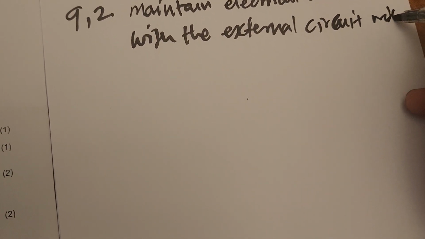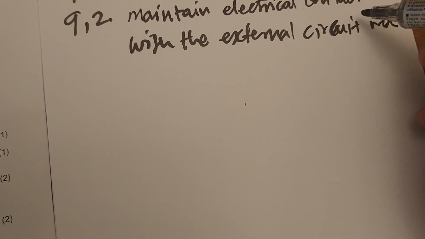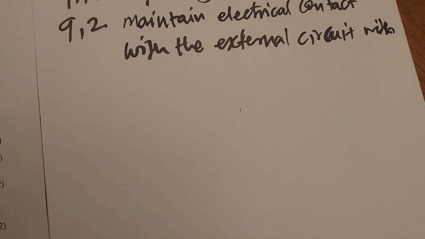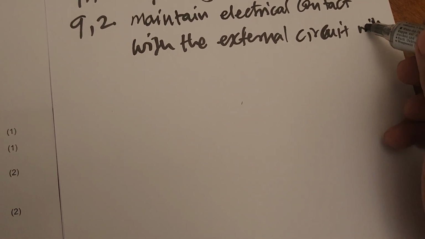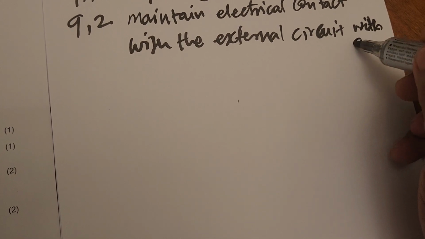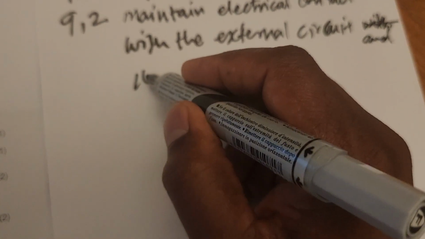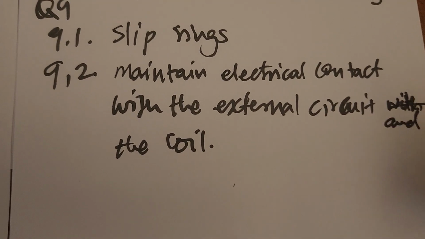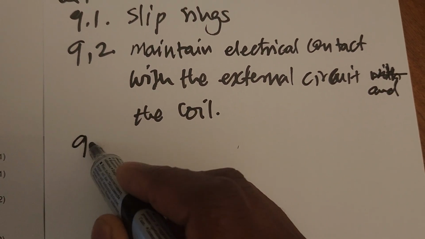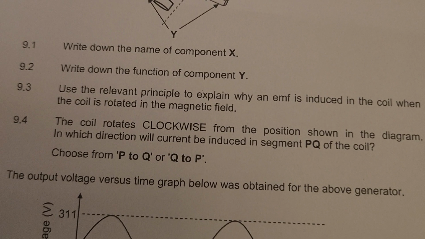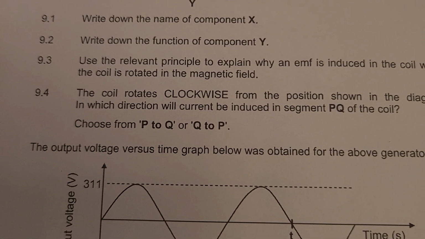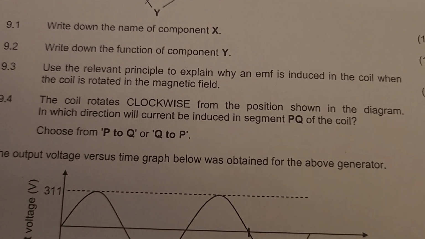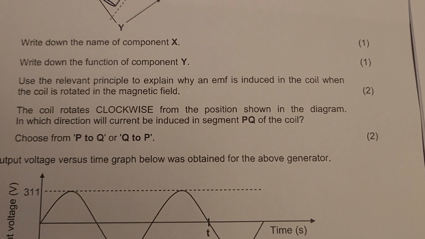Maintain electrical contact between the external circuit and the coil. Okay, you can just write the external circuit and the coil, or just to connect the internal and external circuit. So you can use your own English there. And then, continue.